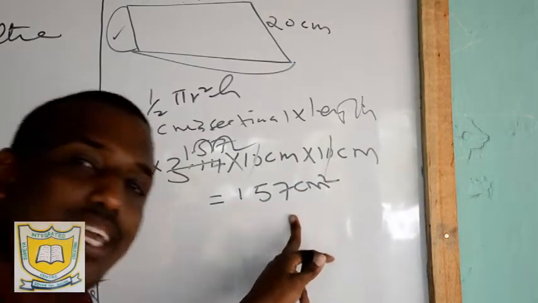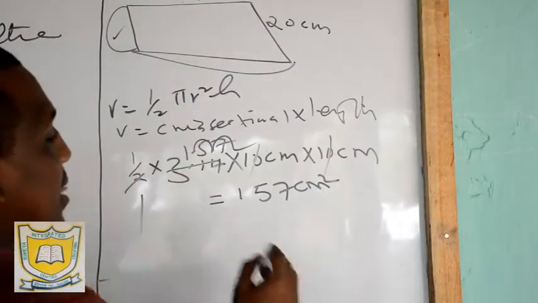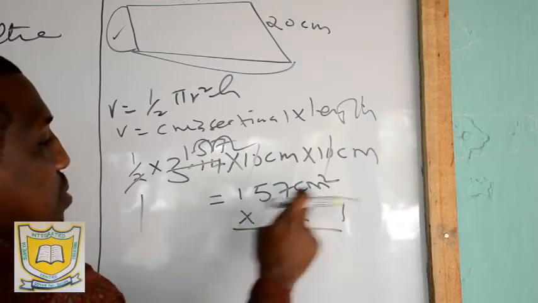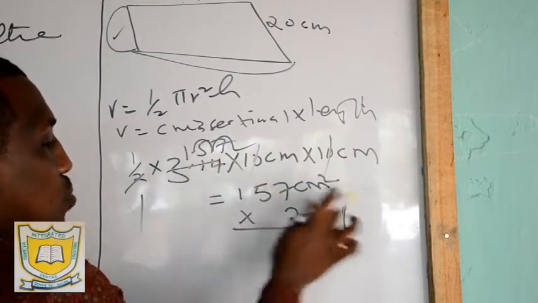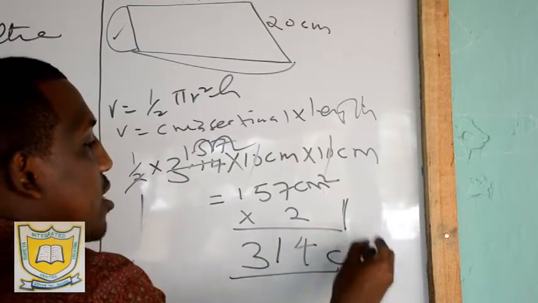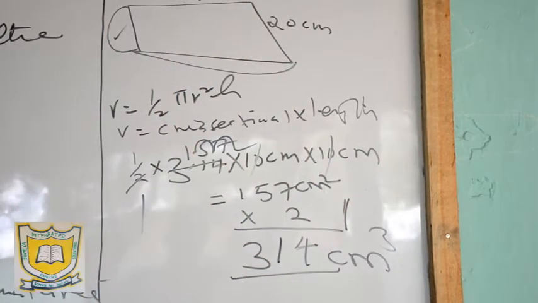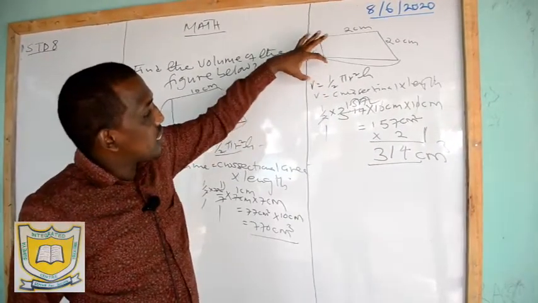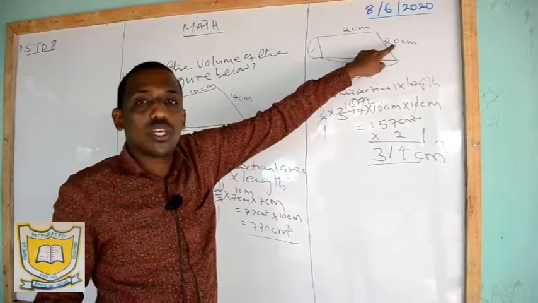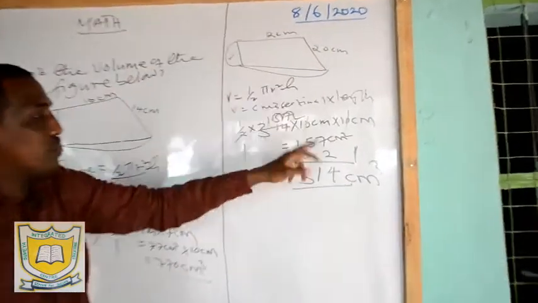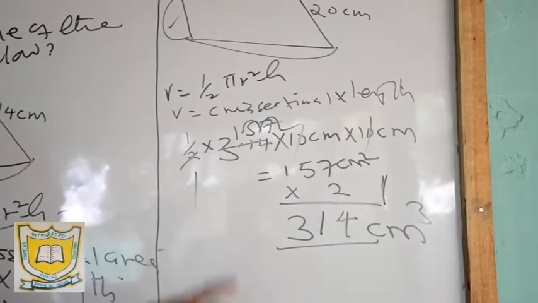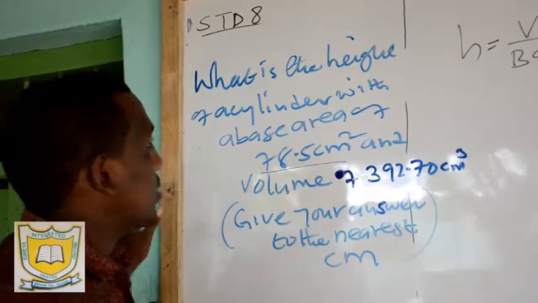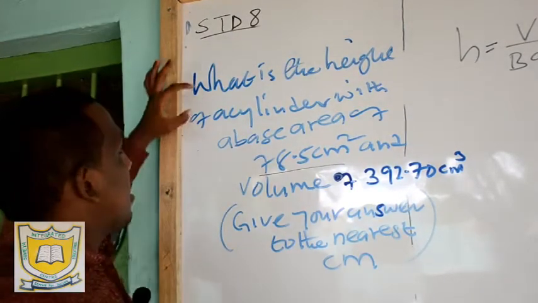So cross-sectional area times length. Now what is the length? The length is 2. 157 times 2: 14, 4 carry 1, 10 plus 1 is 11, 1 carry 1, 2 plus 1 is 3. 314 centimeter cube. That is the answer now. So a half times 3.14 times 10, because the diameter is 20, times 10 times 2, you will get 314 centimeter cube. That is how we find the volume of that figure.